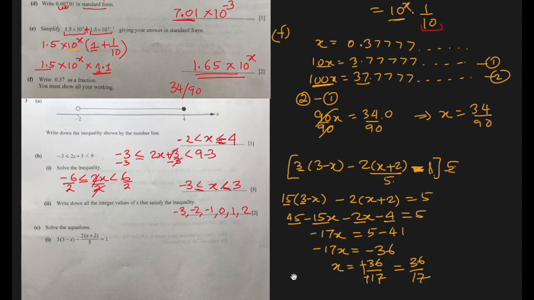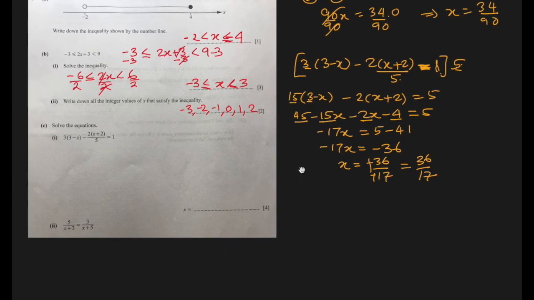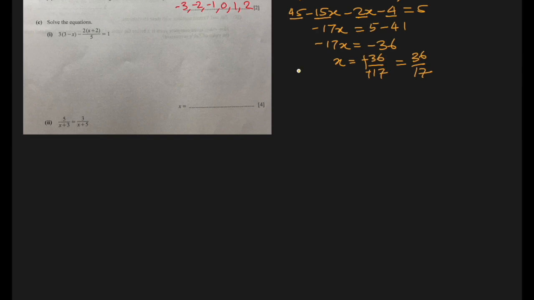What about number 2? Okay, we have one more here. 5 over x plus 3 equal to 3 over x plus 5. In such a case, we should cross multiply because there is no other term. If there was plus something, then we would take the approach we did here. But here we will do cross multiplication.